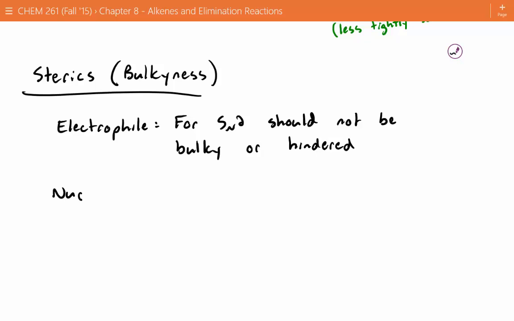For our nucleophile, the same thing holds true. We want an unhindered nucleophile.